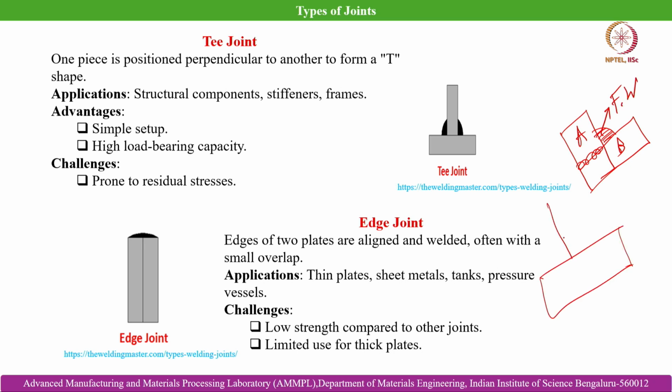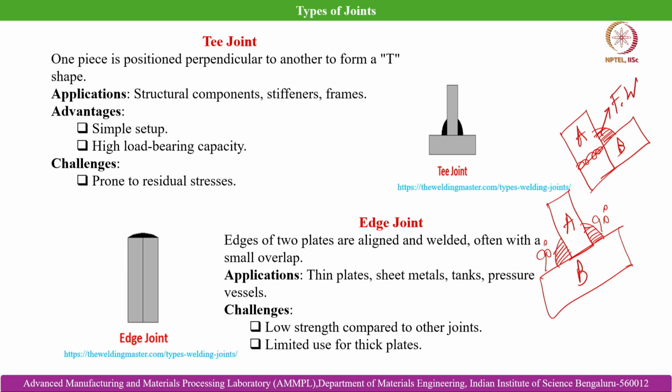And when we place the plate vertically at the middle of the bottom plate, say plate A is placed vertically, there is an included angle of 90° on both sides, and then the weld is formed. That means it is basically a double fillet weld. It is a T joint because the joint looks like the English letter T. The applications are many, like structural components, stiffeners, frames, etc. The advantages are simple setup and high load bearing capacity. The challenge is that these joints are very prone to residual stresses.